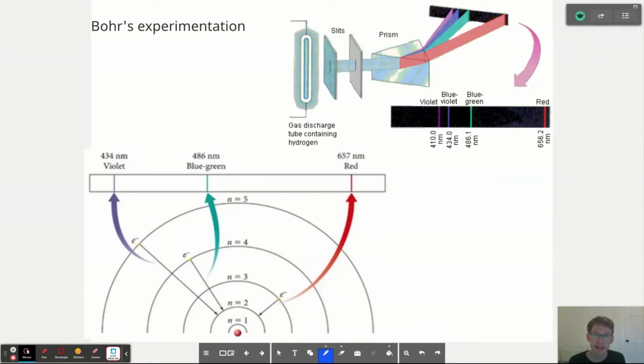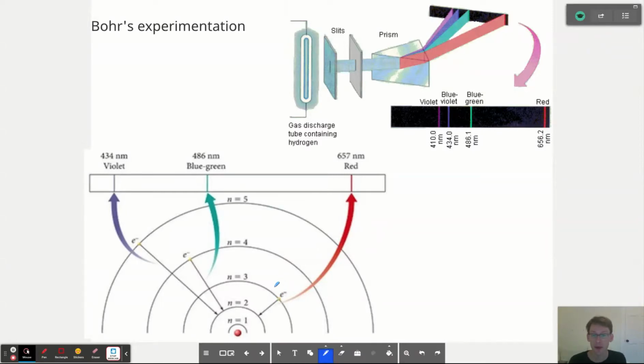But Bohr did see that electrons were falling down to lower energy states and causing a release of energy in the visible spectrum. But instead of it being that all possible wavelengths of light were emitted, there were only specific energies that were emitted. And these energies corresponded to the gaps in energy of the different energy levels.